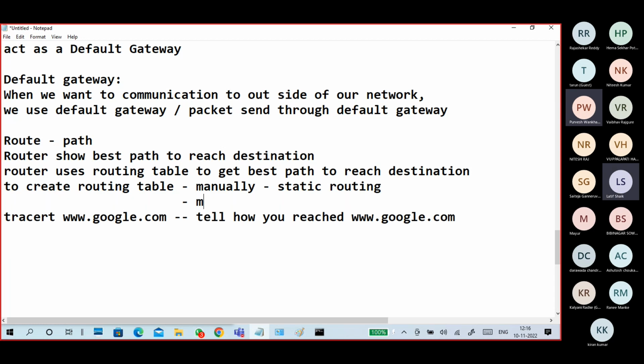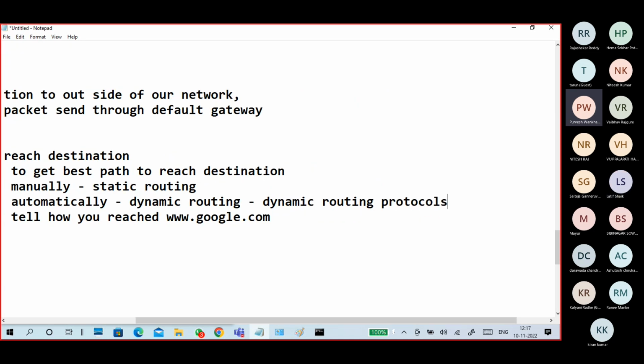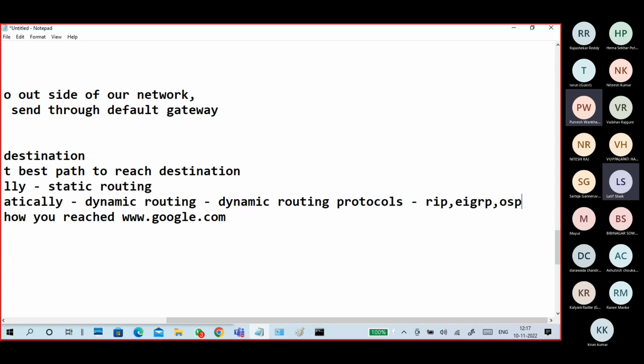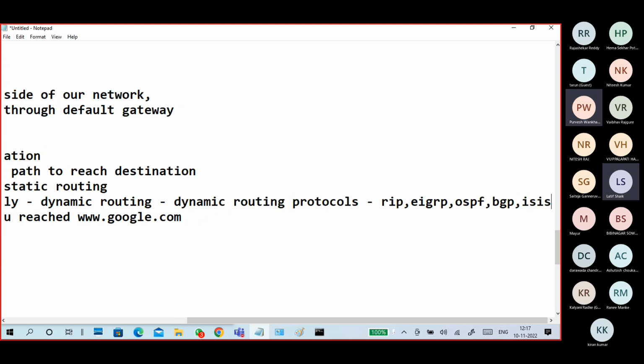And also we use automatically. Routing tables are created manually or automatically. Automatically means dynamic routing. So we use dynamic routing protocols like RIP, EIGRP, OSPF, BGP. So many are there.